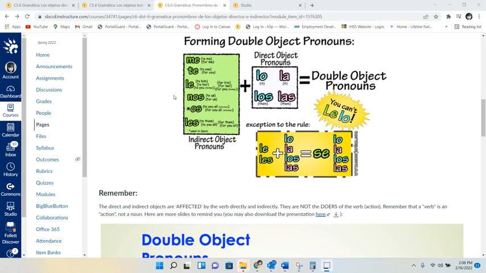Hola chicos, so in this chapter you are learning how to replace both the indirect and the direct object pronouns.